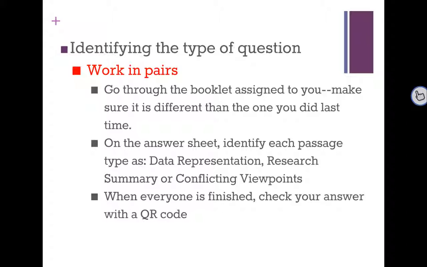Should take about 5 minutes or so to classify each type of question, and about 5 minutes or so to check it, no more than about 10 minutes. Pause the video, start it again when you're ready.